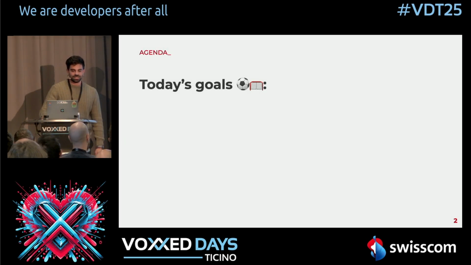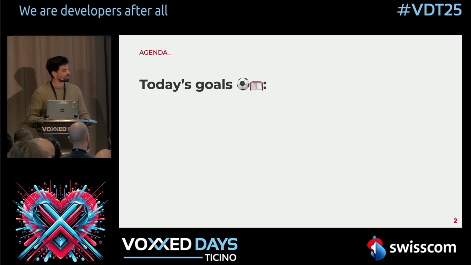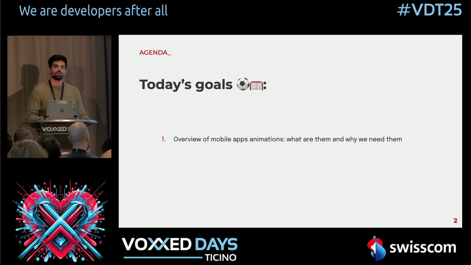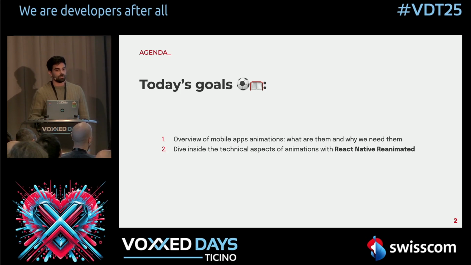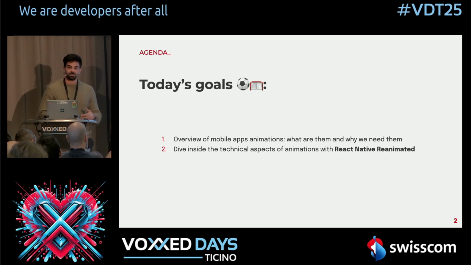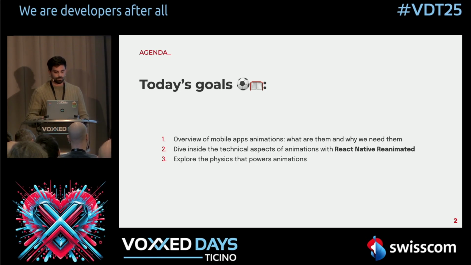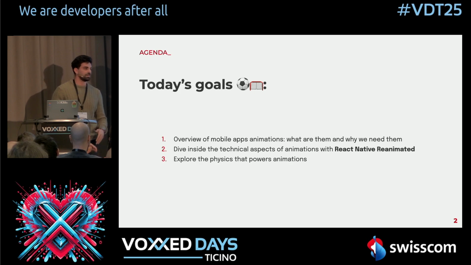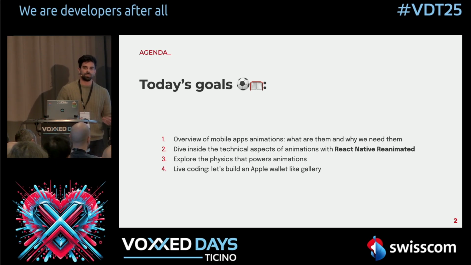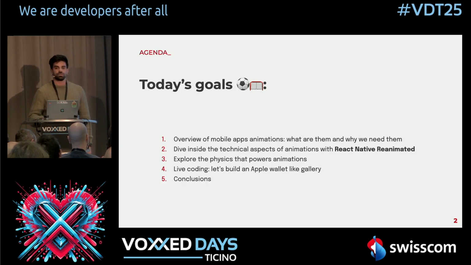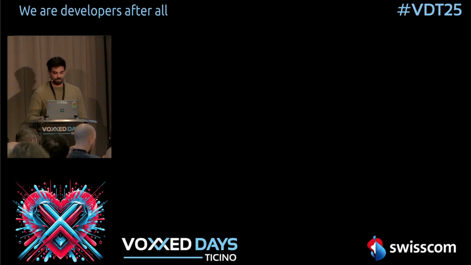So, let's see what are the goals of today. First off, we're going to give an overview about what are mobile app animations and why we need them. Secondly, we're going to dive inside the actual technical aspects of the React Native implementation using the React Native Reanimated library. Then we're going to explore some of the real world physics that power the animations. Then we're going to have a live coding session, and we'll try to build an Apple Wallet inspired gallery. And then we're going to draw some conclusions out of all of this.